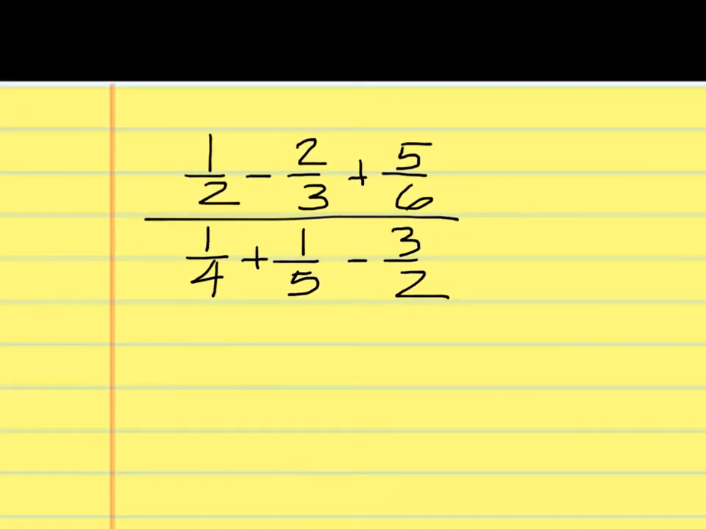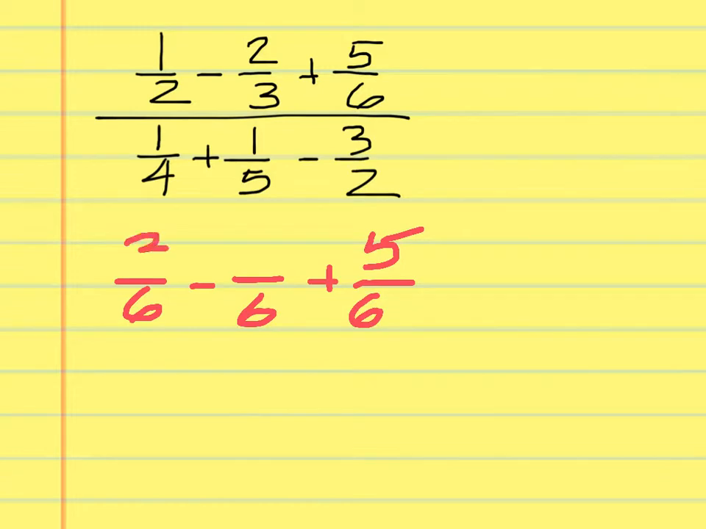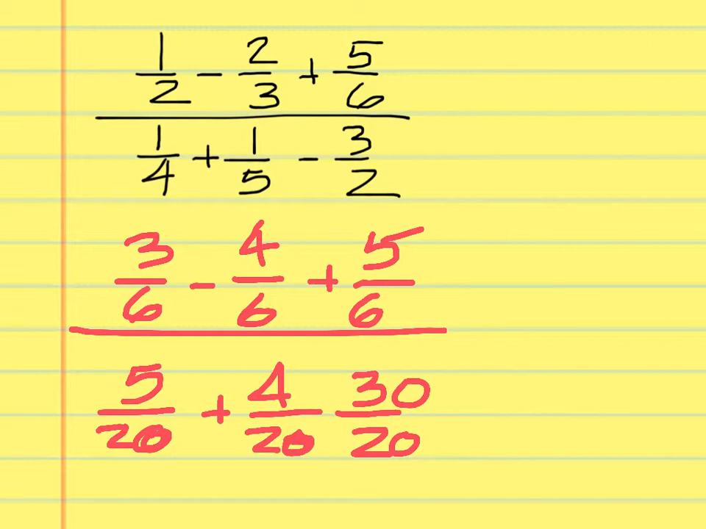For this problem, we're going to find common denominators on the top first, and that's going to be a 6. So we'll insert a 6 all through here. That means this one stays the same. That's a 3, and this is a 4. On the bottom, 4, 5, and 2, all of those will go into 20. So we'll put a 20 in here. And that would make the numerators 5, 4, and then 30. And that should be a minus sign in between here.